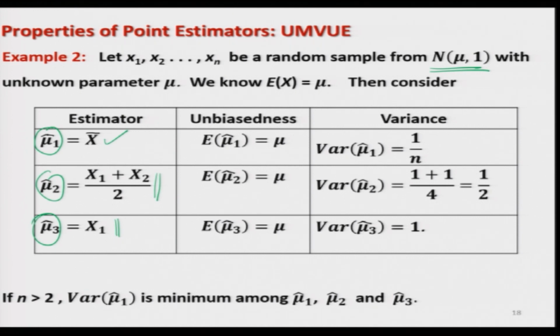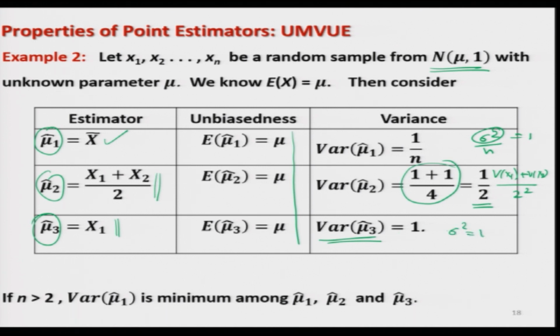So, now you can see here we already have found that all the 3 estimators are unbiased estimators. Now, we try to find out their variances. So, the variance of mu 1 hat will come out to be 1 upon n, because this is sigma square upon n, and sigma square here is 1. Similarly, if you try to find out the variance of mu 2 hat, this will come out to be variance of x 1 plus variance of x 2 plus covariance, which will become 0 because they are independent, divided by 2 square. So, the variance of x 1 and variance of x 2 are both 1. So, this will become 1 plus 1 divided by 4, which is equal to 1 by 2. And similarly, the variance of mu 3 hat will be simply sigma square, which is equal to 1.